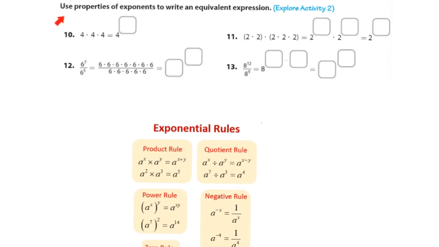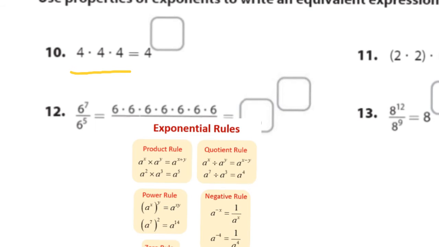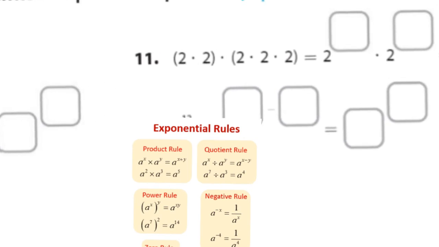Okay, this one says use properties of exponents, and here they are, to write an equivalent expression. So here I have 4s. I have 1, 2, 3, 4. Maybe I should make this a little bit bigger and just shove this around. So I have 3 4s, so my exponent is simply going to be 3. I have 4 to the third power. And I'm going to scooch this over.